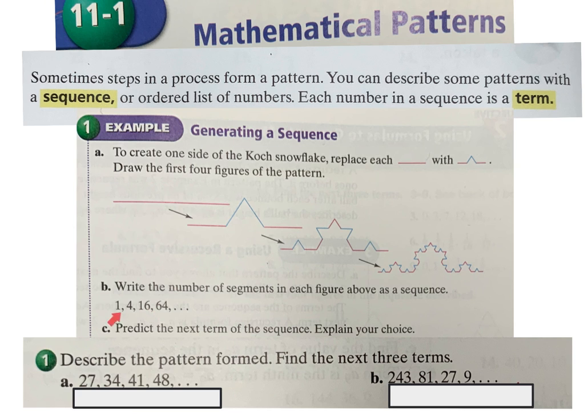What are they doing to go from one segment? Multiplying by 4, right. So if I were to assume what the next one would be, I would say it would be 64 times 4, which would be 256. And so that is my estimate that the next one here is going to be 256. The reason why is because it appears to be multiplying by 4.